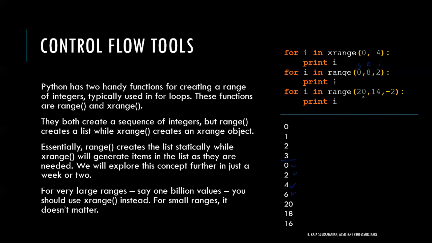Similarly, I can also specify 20, 14, minus 2. So it will start with 20, 20 minus 2 is 18, 18 minus 2 is 16, 16 minus 2 will give me 14, but I know the end value 14 should not be taken. So I stop with 16. This is how the range function will work with 3 parameters.